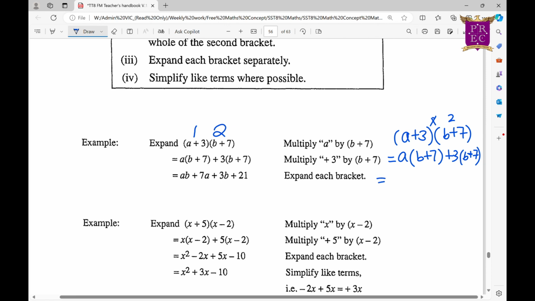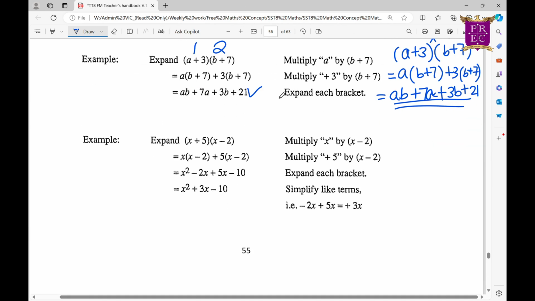And when you do that, it's much easier to multiply and to simplify, because then we're just doing what we've been doing so far, which is just a times b, which is ab, and a times 7, which is 7a, and plus 3 times b is 3b, plus 3 times plus 7 is plus 21. And that's what you're left with. And you should also be wary to simplify the like terms where possible.